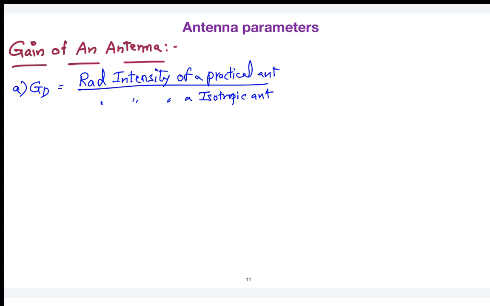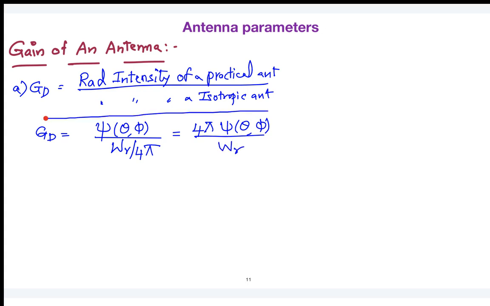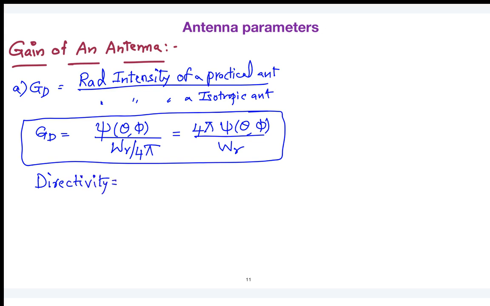So I can define the directive gain using radiation intensity, which is a function of theta and phi. And you have seen that for an isotropic antenna, the radiation intensity is the radiated power divided by 4 pi. So the directive gain is defined as 4 pi times psi of theta comma phi divided by WR. There is one more important parameter called directivity. The directive gain is a function of theta and phi. At a particular value of theta, this value is going to be maximum. That maximum value of directive gain is also called directivity.